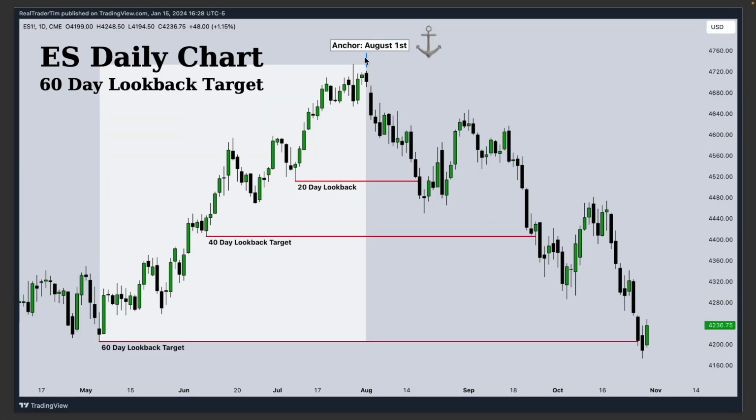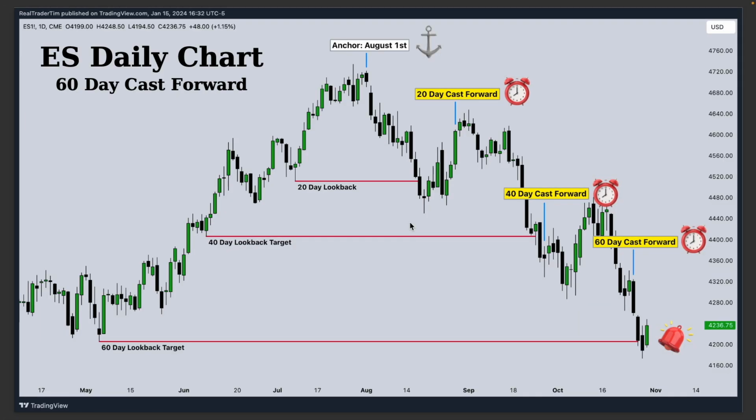We simply go back to August 1st one more time and go back 60 days. Now, before I move on, I just want to say, look when this low was made. Exactly 60 days from August 1st. Okay? Very cool to see things like that occur.